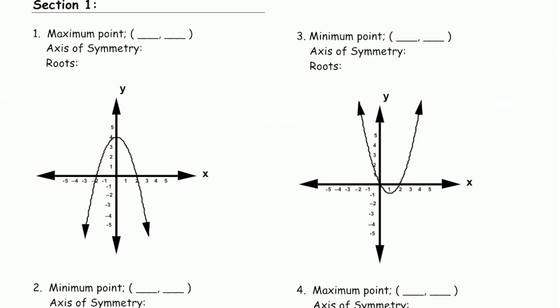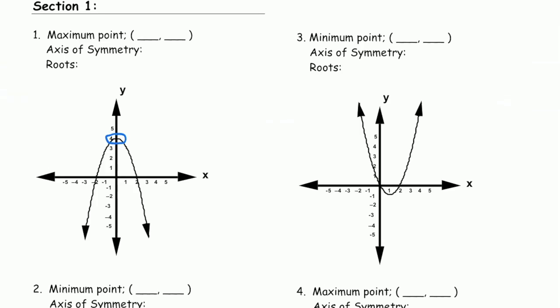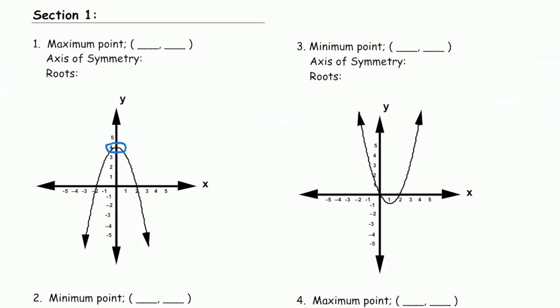So like if we have number 1 right here, we have a maximum point. We are looking at this highest point right here. And so that highest point, I kind of covered it up, is going to be at 4. So our maximum point is going to be that point 0, 4.